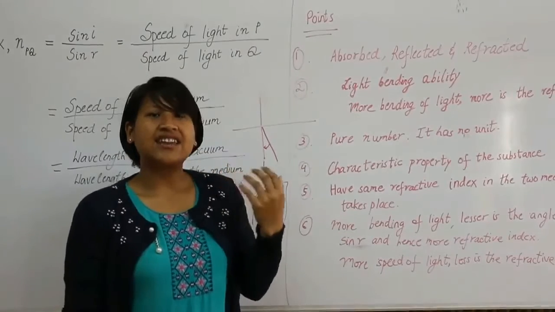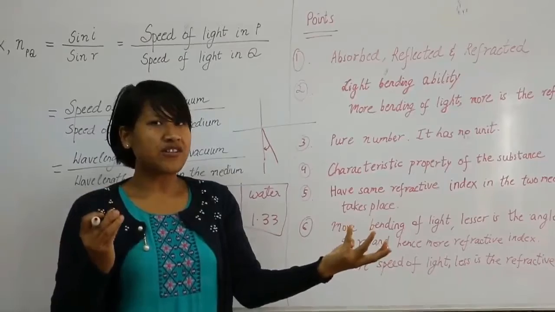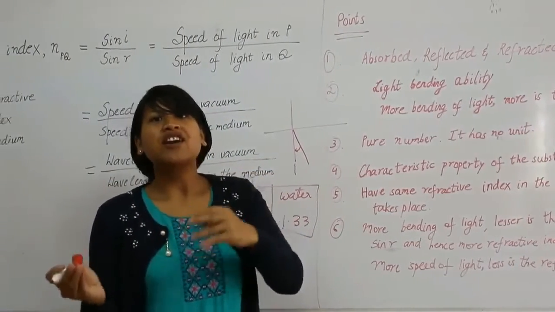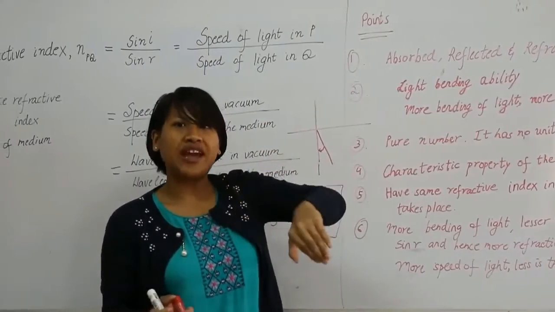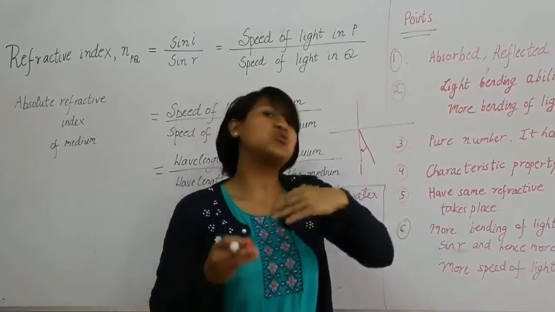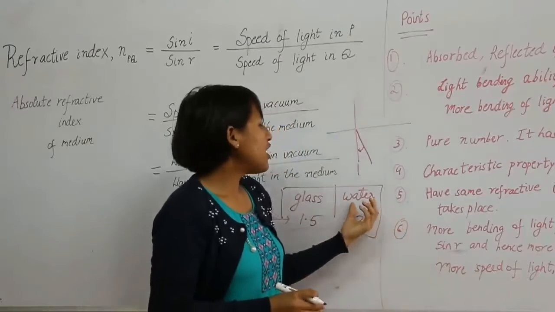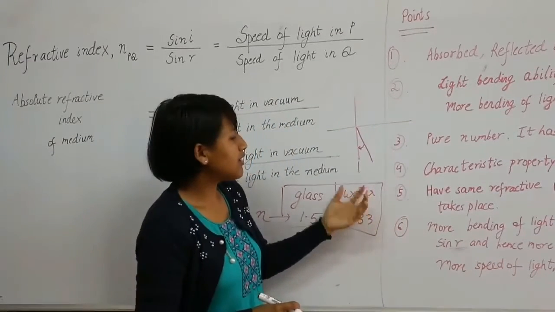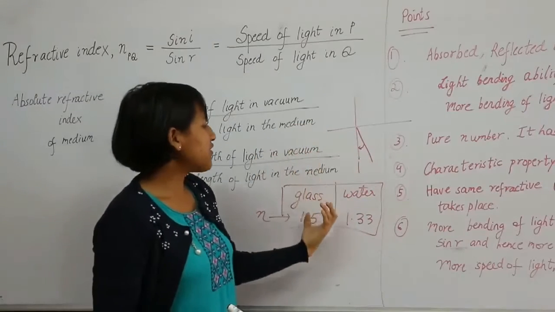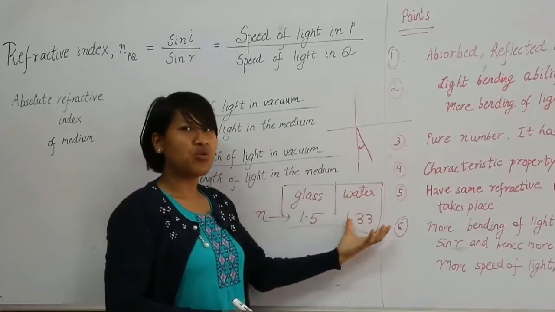In the last class I said, when the speed of light is more, we call it what? Rarer medium, right? Optically rarer medium. When the speed of light is less, we call it optically denser medium. But those which have more speed of light bend light rays lesser. Like in water, the speed of light is more compared to glass. But you observe that the refractive index of glass is more compared to that of water.